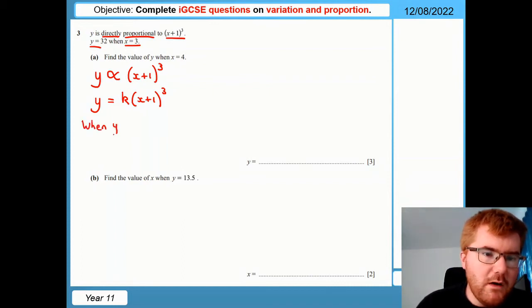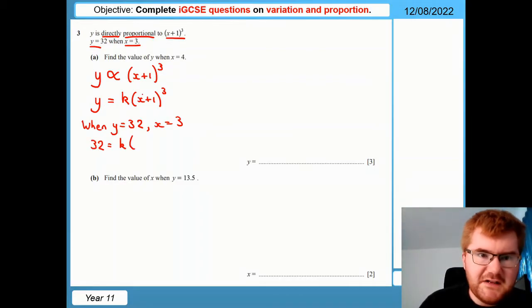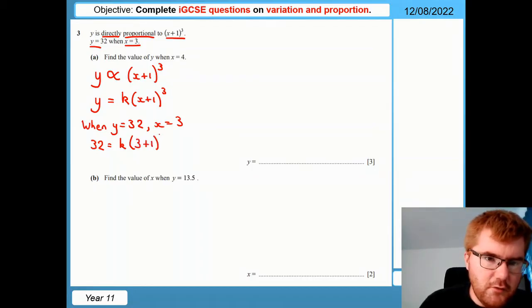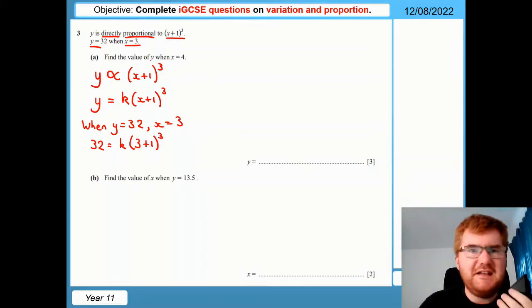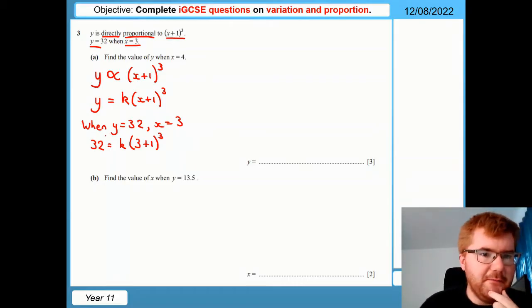So when y is equal to 32, x is equal to 3. And now we just replace the y and x. So y is equal to 32 here. K is what we're looking for. Now x we know, x is equal to 3. Yeah, 3 plus 1 all cubed. And now it's a case of just working out the equation like we did before.